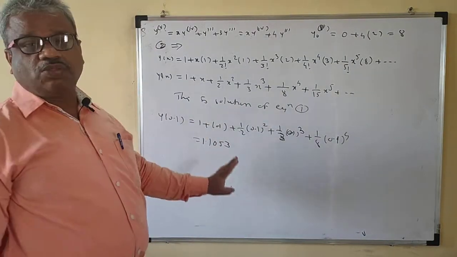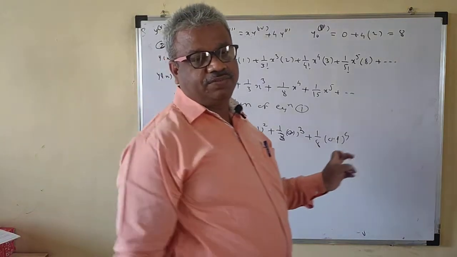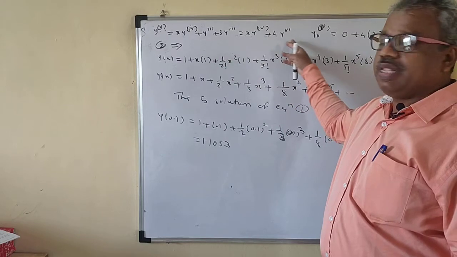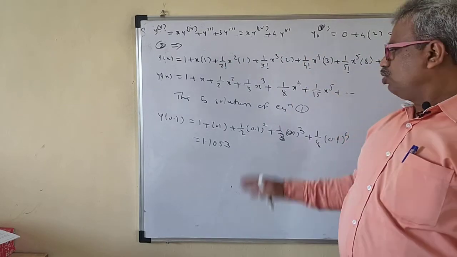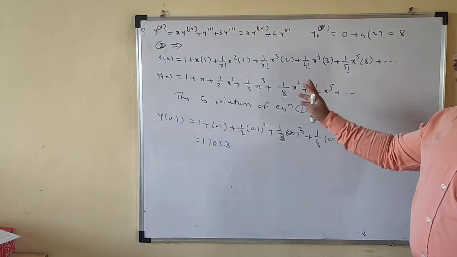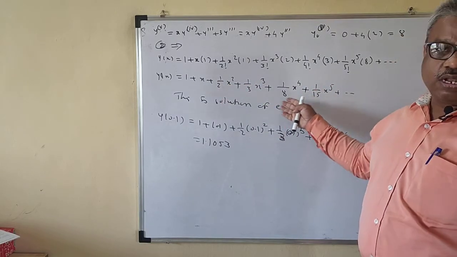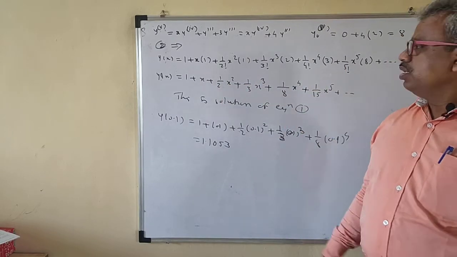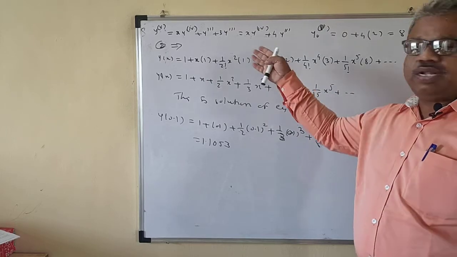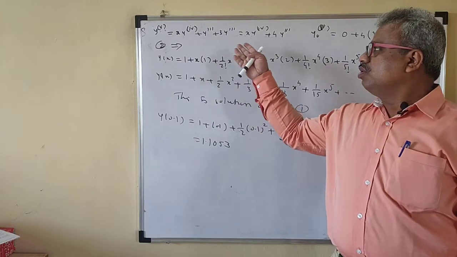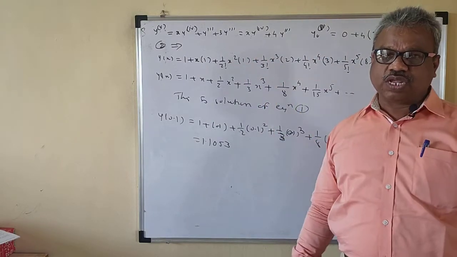This is very simple. Only the crucial part is that you have to differentiate this. It is enough to take the fourth derivative. Actually, for our convenience, we have taken the fifth derivative, but there is no need to take it. At least you should get the first four or five terms. So my suggestion is to differentiate up to 4 times only.